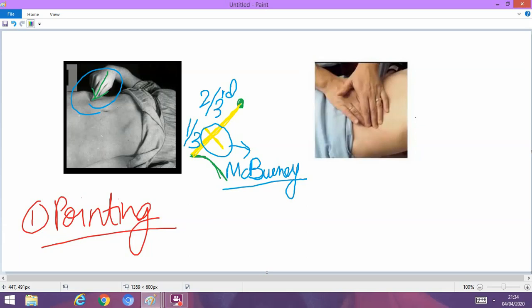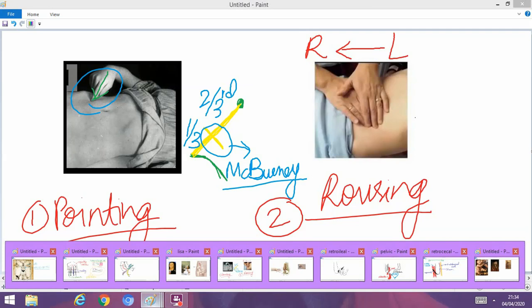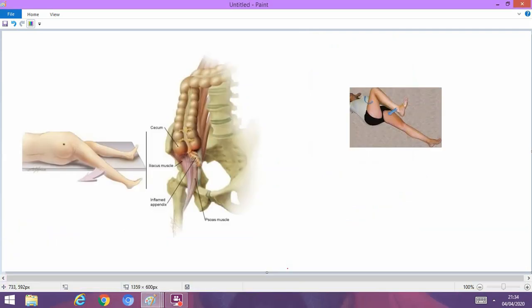The second sign here will be the Rovsing sign. What is a Rovsing sign? This sign indicates that if you palpate on the left iliac fossa, the patient will experience pain in the right iliac fossa. This sign is again a very good indicator of the infection in our discussion.